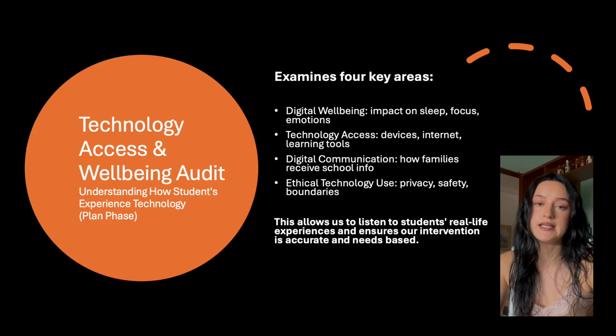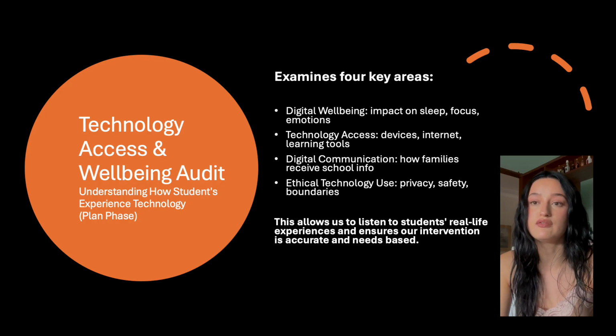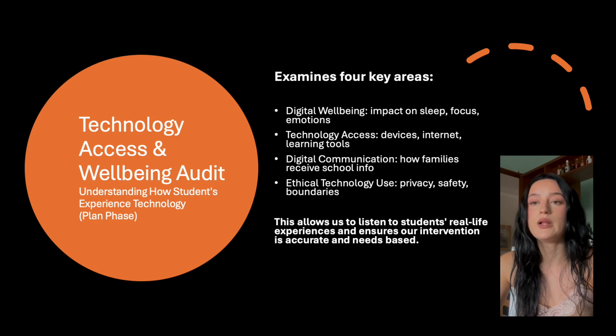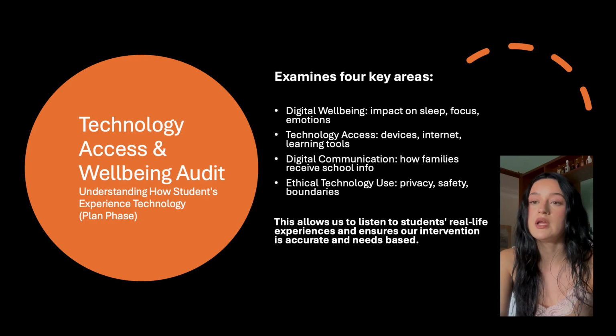This audit is the plan stage of the action research cycle. Instead of assuming what the issues are, the audit takes a structured look at the 4 areas we researched. For the digital wellbeing aspect, the audit looks at how students' technology use affects their mood, their focus, and especially their sleep and daily functioning. This gives us a clear picture of the wellbeing challenges that show up before students even enter into the classroom.